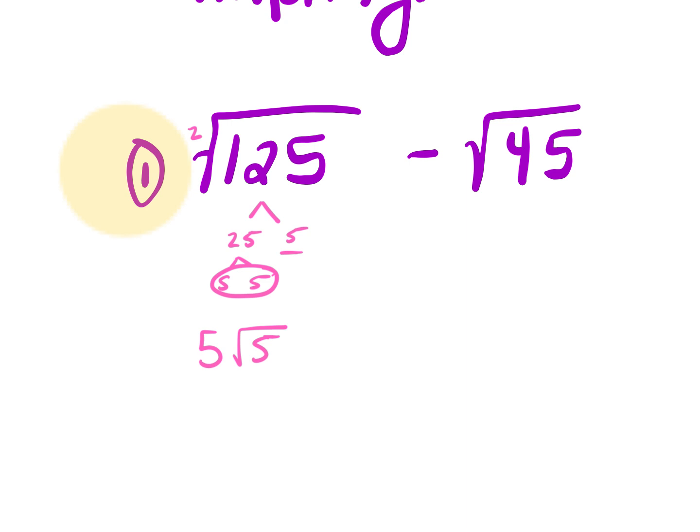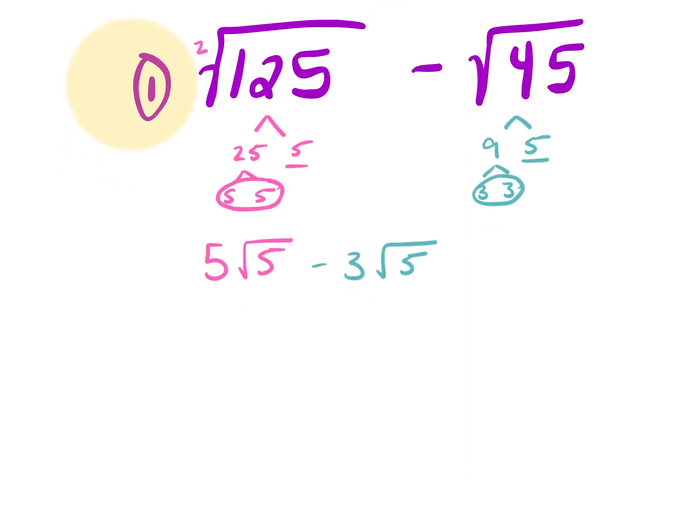Let's do the same thing with the second one. What are 2 factors of 45? 9 and 5. And 2 factors of 9? 3 and 3. So we circle our pair of 3s. What comes to the outside? 3. I already have a negative there, so it'll be negative 3. What stays on the inside? 5.